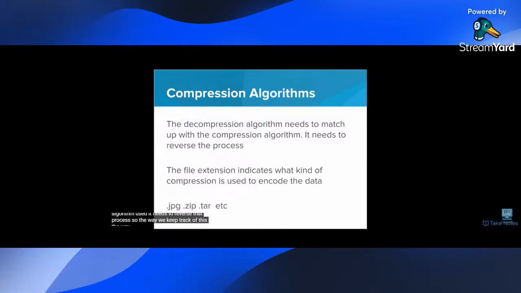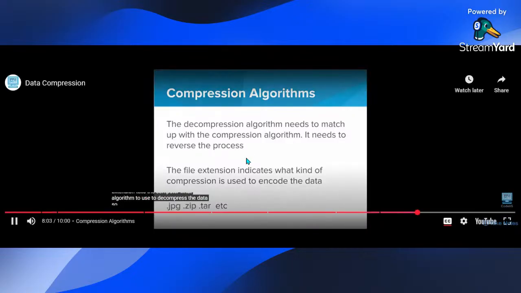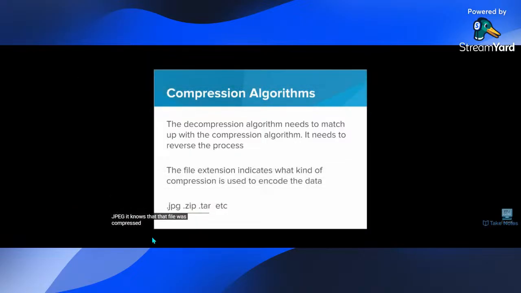The way we keep track of which algorithms we're using on which data is with file extensions. A given file extension tells the computer what algorithm to use to decompress the data. So .jpeg uses the JPEG compression algorithm. When a computer sees a .jpeg, it knows that that file was compressed with the JPEG algorithm, so it will need to decompress that file with the same JPEG algorithm. So .jpeg, .zip, .tar, these are all examples of different compression algorithms that produce different file extensions.